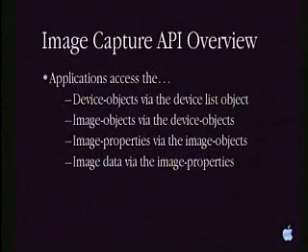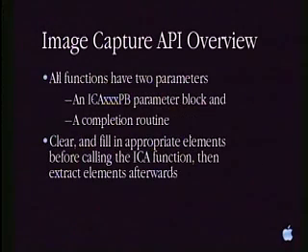So device objects, you access those via the device list. The image objects via the device object. And once you have a device object, you can iterate over all the properties. First, you get the images and then iterate over all the properties to get to the actual image data.